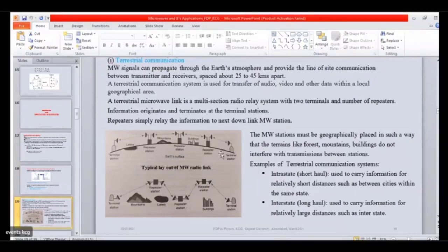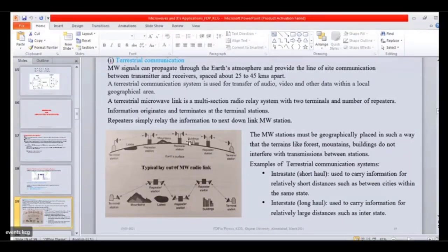Here a picture is shown. Typical layout of the microwave radio link is shown here. Here is the terminal station, we call it transmitter, and here is the terminal station 2, we call it receiver, right? And in between these two, there are some repeater stations, right? So in this way, using the number of repeater stations, you can increase the range of transmission of the microwave signal.